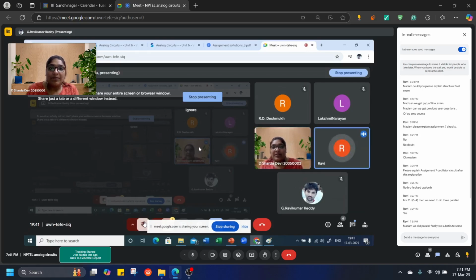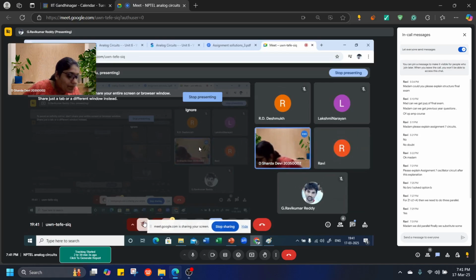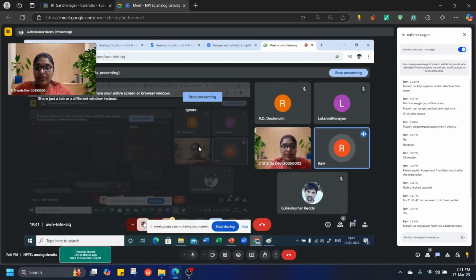And what we did is we convert that Miller's into C into 1 minus 1 by A. Then we did the parallel of 3, and we get one equation. And then we randomly substitute one value in that equation. Then we check that same value with the options. Then we came across option B. Then we tick that.